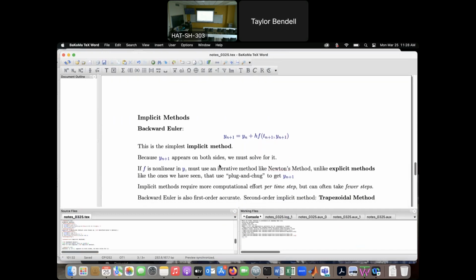Now, that seems like a lot of work. Why would we go to so much trouble? In fact, implicit methods are more expensive on a per time step basis. So one time step of backward Euler for a nonlinear ODE is going to take more computational effort than regular Euler's method. So why do it? The reason is, and we'll see this later when we talk about stability, with implicit methods, you can often take fewer steps. So the overall computational effort may be less with an implicit method.